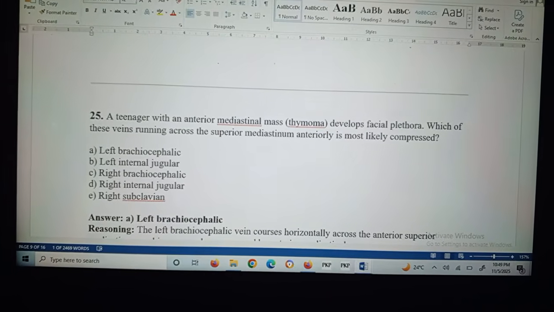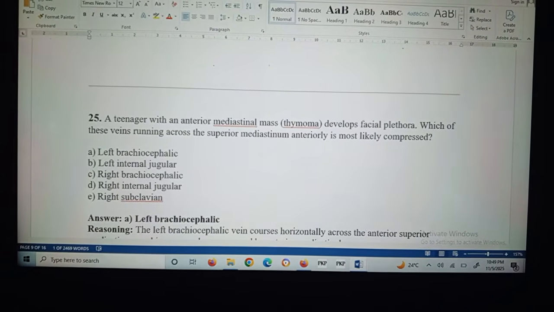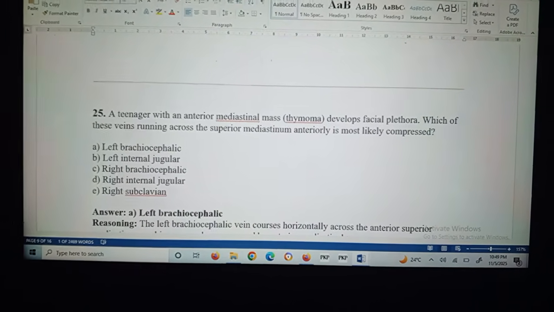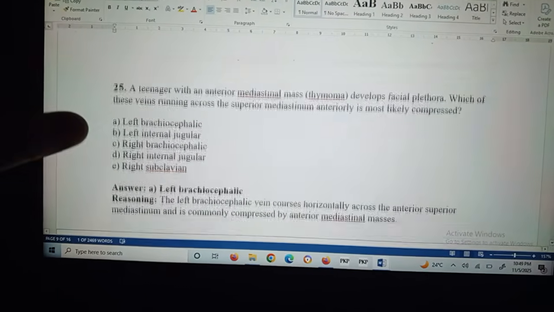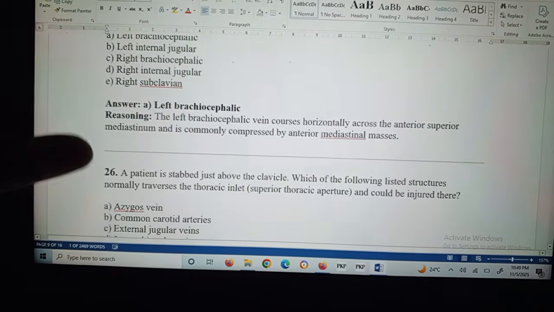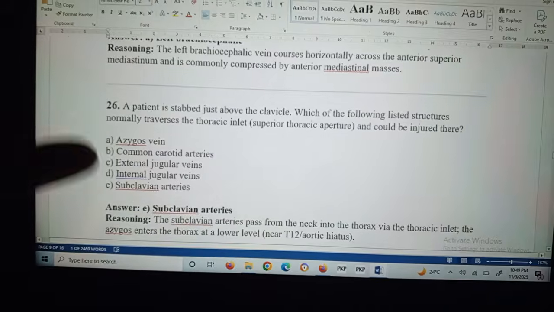25. A teenager with an anterior mediastinal mass, thymoma, develops facial plethora. Which of these veins running across the superior mediastinum anteriorly is most likely compressed? Left brachiocephalic vein. It courses horizontally across the anterior superior mediastinum and is commonly compressed by anterior mediastinal masses.